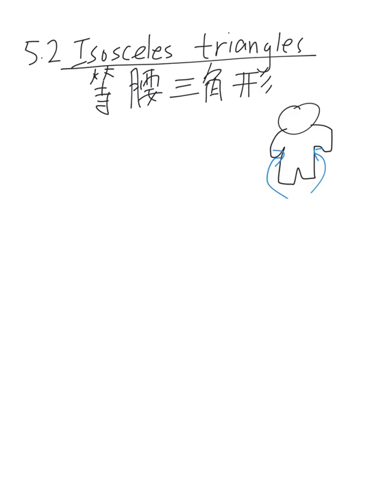Okay, in 5.2, we are going to learn two special triangles. First one is the isosceles triangles. In Chinese, we call it 等腰三角形. So imagine there is a human right there. The waist is the two sides. So the two sides are equal. We call it 等腰三角形, equal waist.